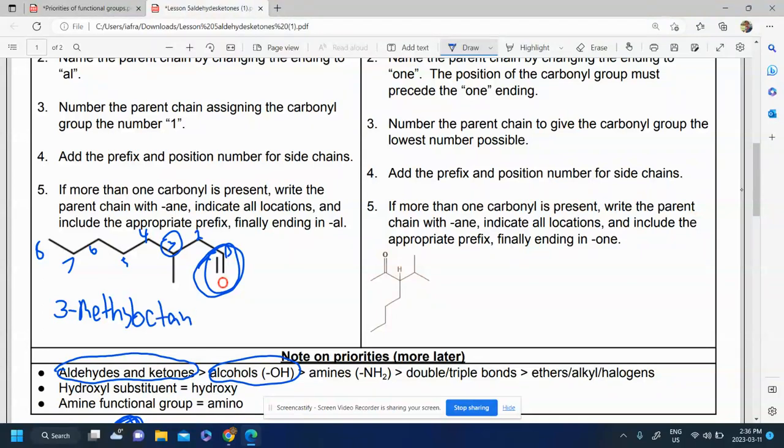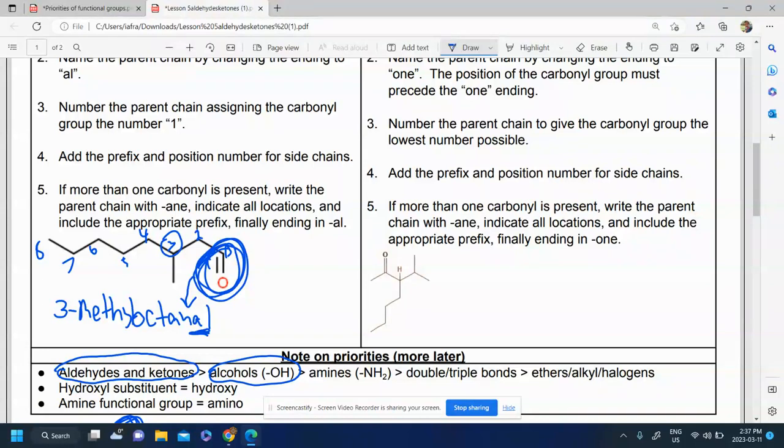And for aldehydes, the ending is -al. You don't have to put a number to indicate where the aldehyde group is, because when it comes to the carbonyl group for aldehydes, it's always at carbon number 1. It's always going to be at one of the ends, so there's no point in putting a 1 there. It's implied that it's there. So that's 3-methyloctanal. You list substituents the same way. The only difference is really the ending and where you start counting from, which is from the carbonyl functional group.